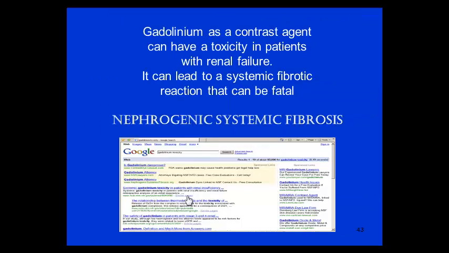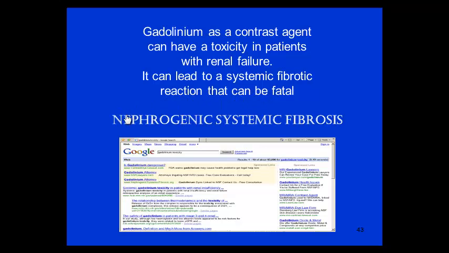But what are the problems with gadolinium? Well, it is a contrast agent, and it can have some toxicity in patients with renal failure. Now, in this case, it's not that the gadolinium makes the renal failure worse. It's the problem that the patients with renal failure do not clear this gadolinium as rapidly, and so because it stays in their body longer, it can disassociate, and it can have some toxic effects in the tissues, and it can lead to a very peculiar reaction, a systemic fibrotic reaction, which can be fatal.